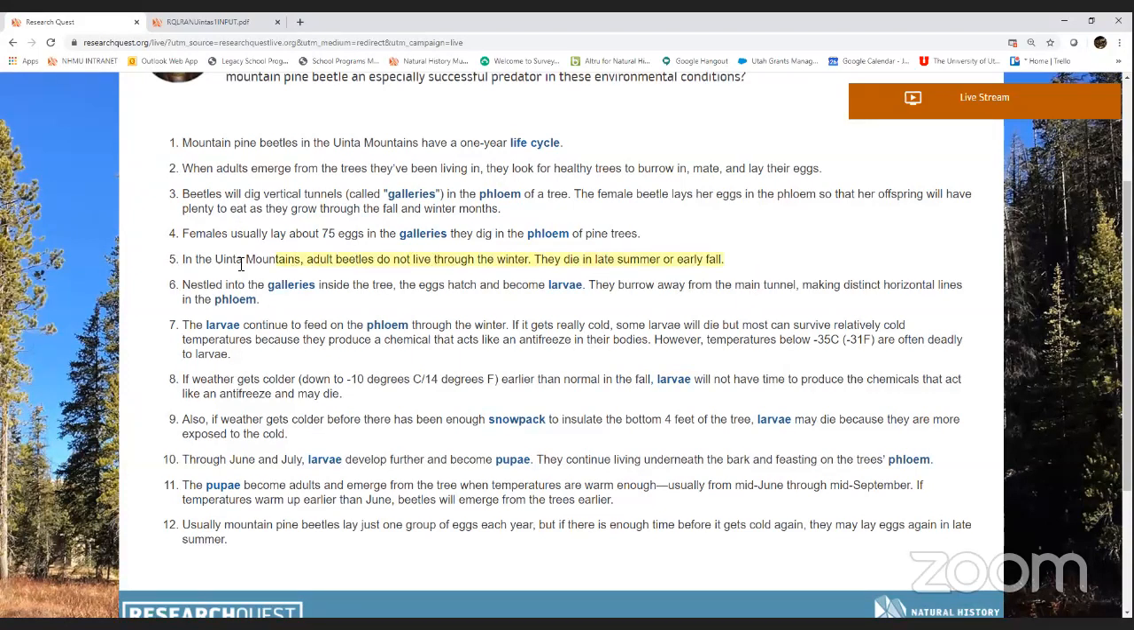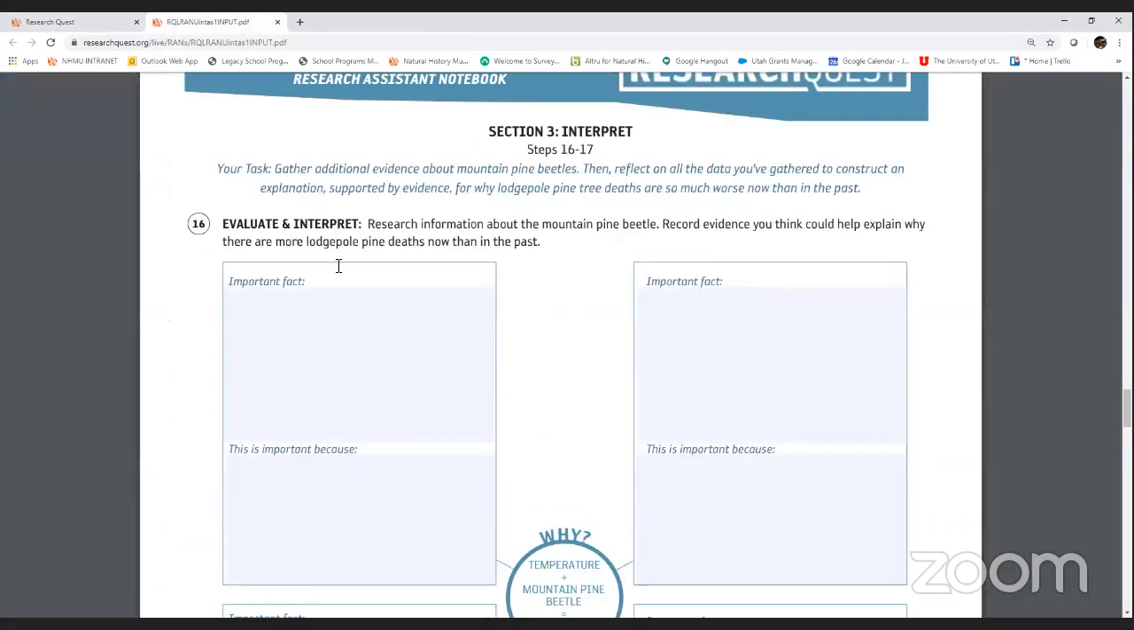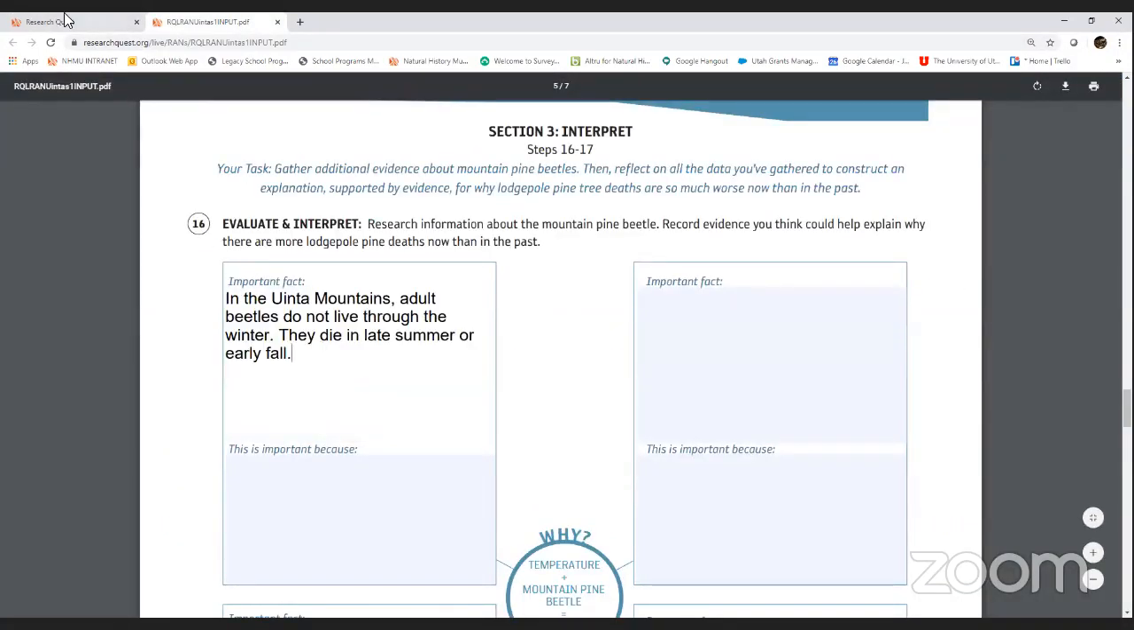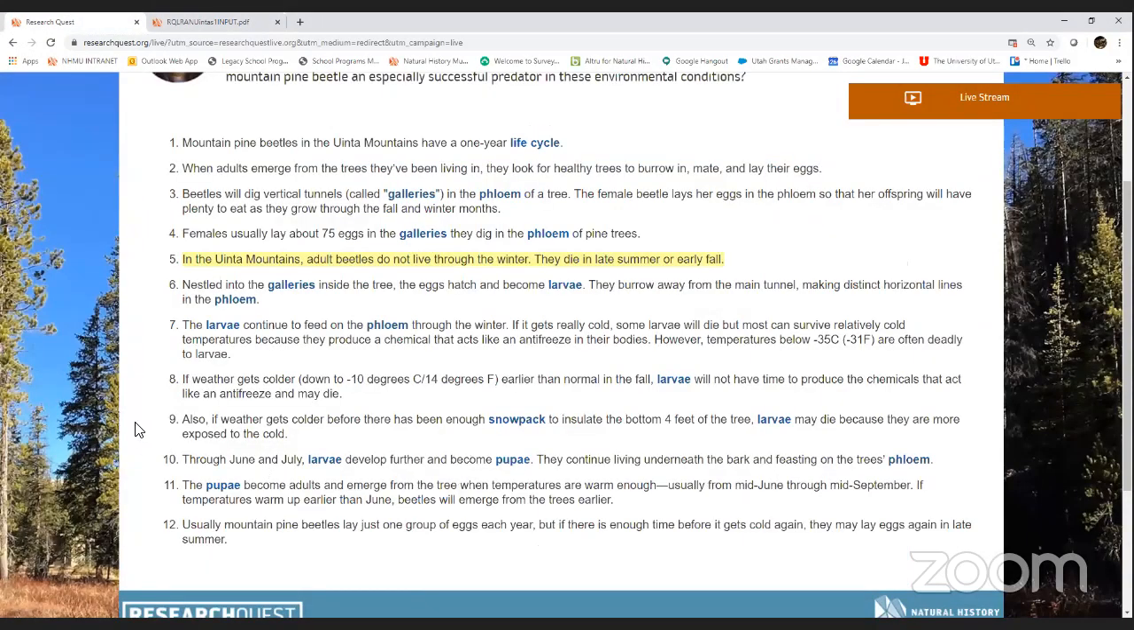That seems to me a very interesting fact. So it says, in the Uinta Mountains, adult beetles do not live through the winter, and they die in the late summer and fall. I'm going to add that one to my notebook.